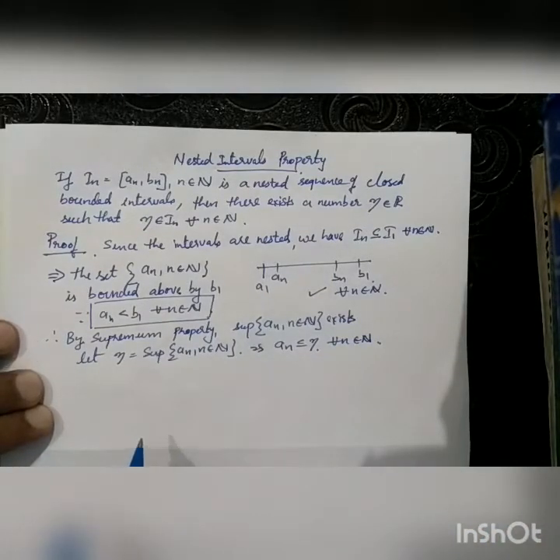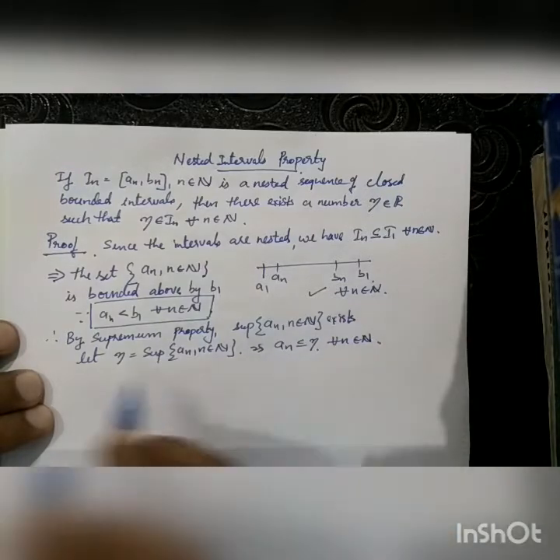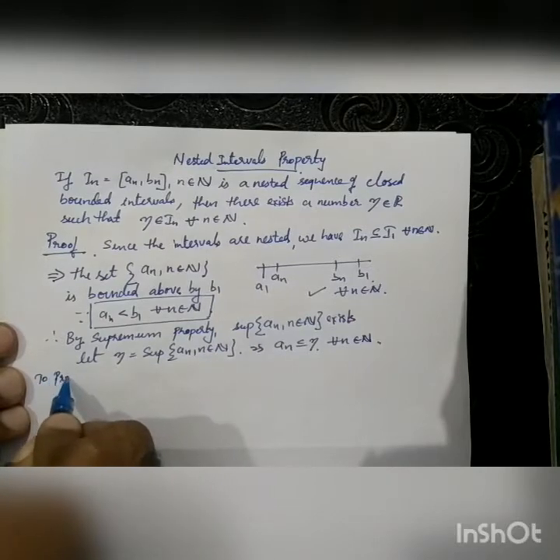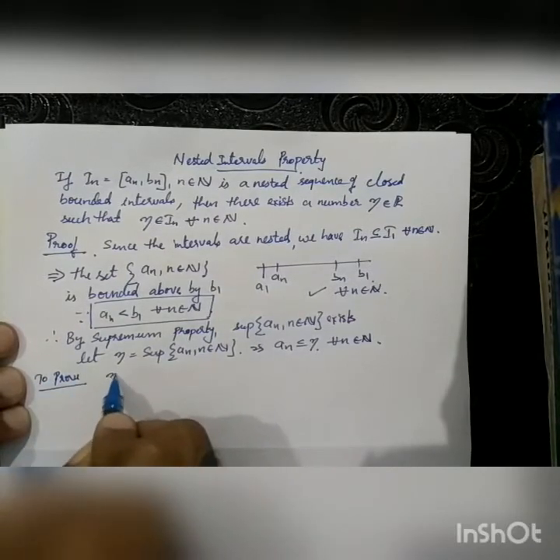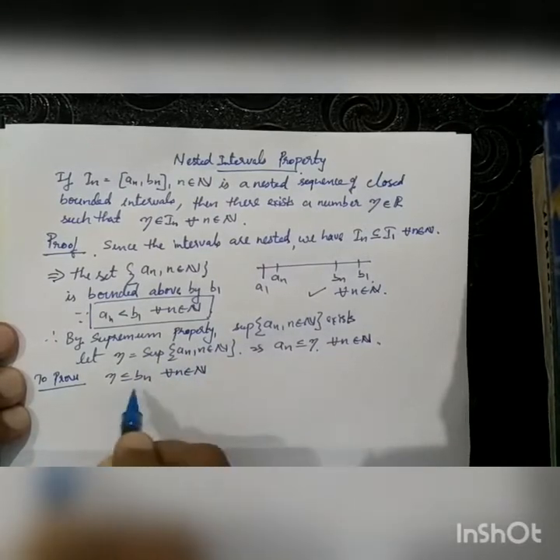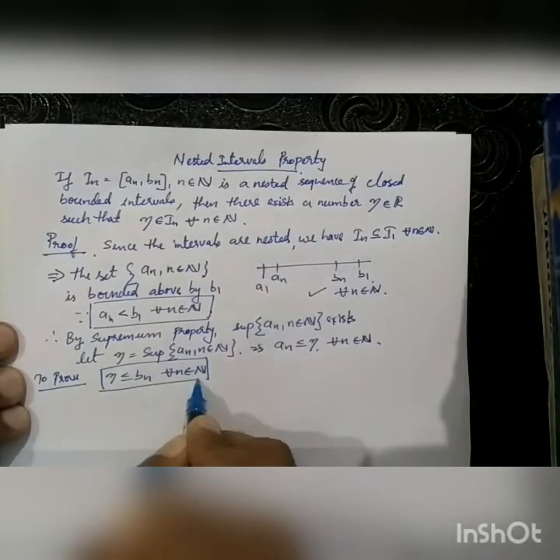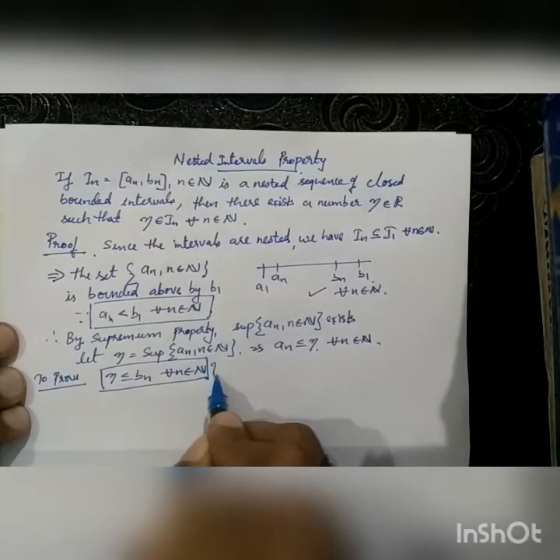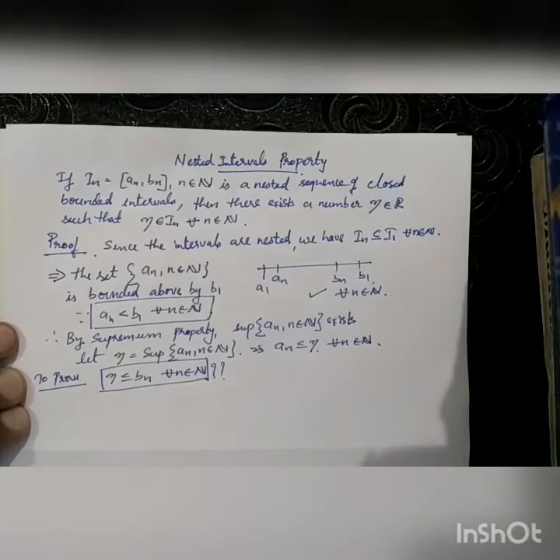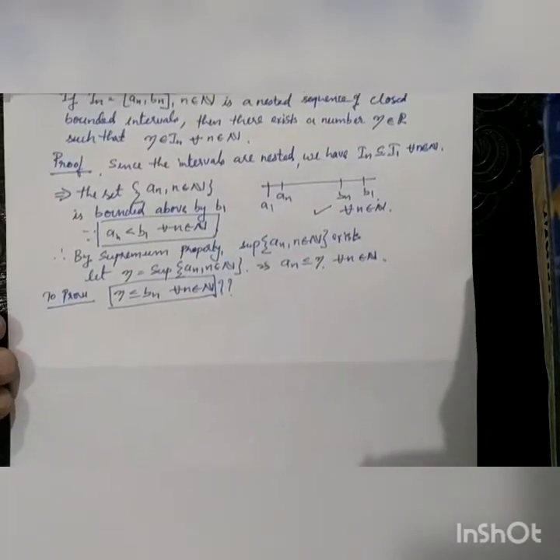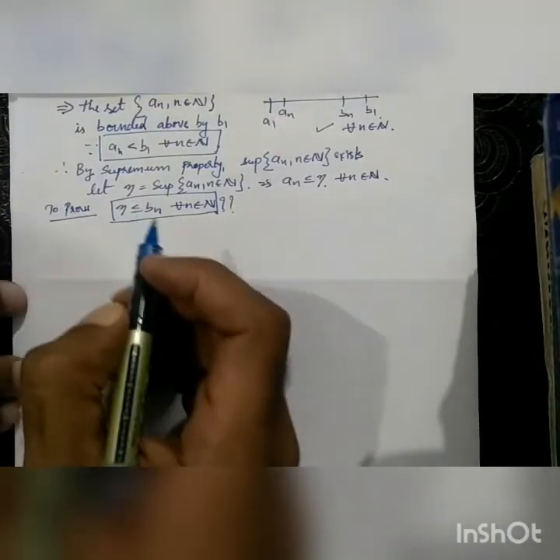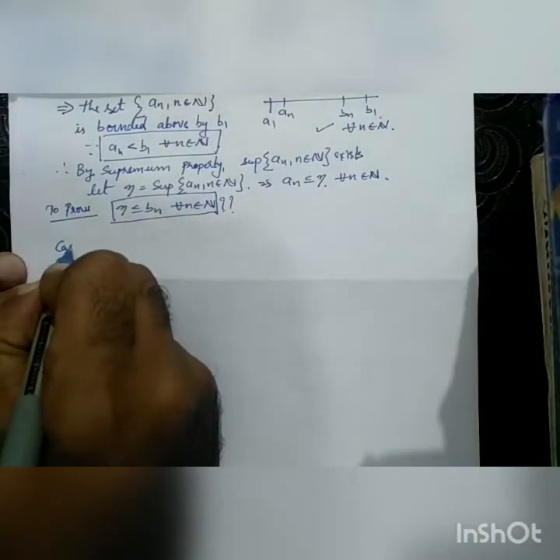Okay, so one part is okay. Now secondly, we'll prove that eta is less than or equal to bn for every n belonging to N. Okay, so this is what we are going to prove. In order to prove this, you have to consider two cases. Just see, so we have two cases. Case one.